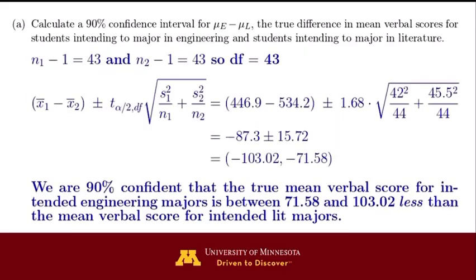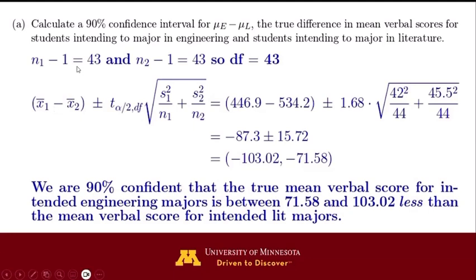Okay, so if you want to construct a 90% confidence interval, take a look at this question now. They want you to construct a 90% confidence interval for the difference of means. They really want to see whether a difference exists between the mean verbal score for students intending to major in engineering and students intending to major in literature.